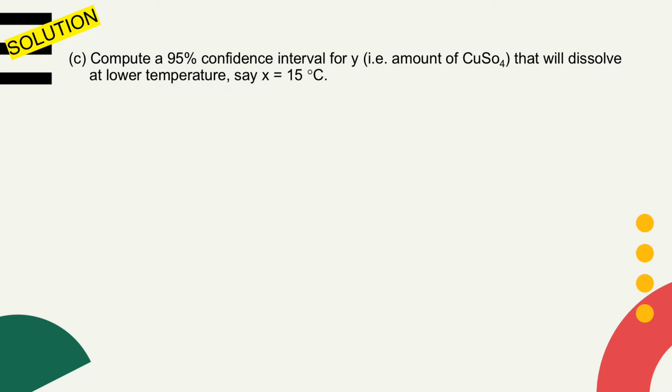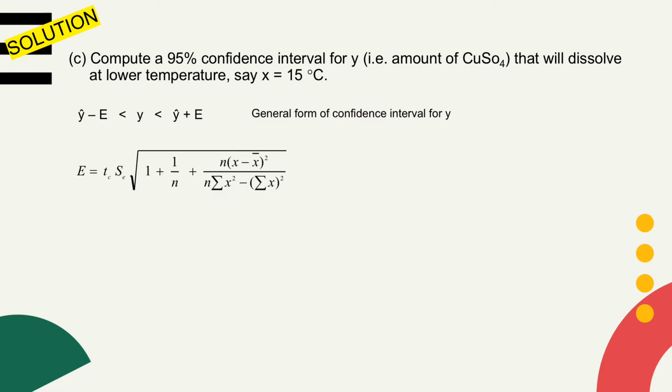In the third question, we have to compute a 95% confidence interval for Y that will dissolve at lower temperature when X is equal to 15 degrees Celsius. This is the general form of confidence interval for Y, where we have to solve for the Y value when X is equal to 15 degrees Celsius, and also the value of E. This is the formula of E. First, we have to find the value of Tc or critical T, and also the value of Se. We have solved the value of Se in the previous question, where we get Se equal to 2.433.